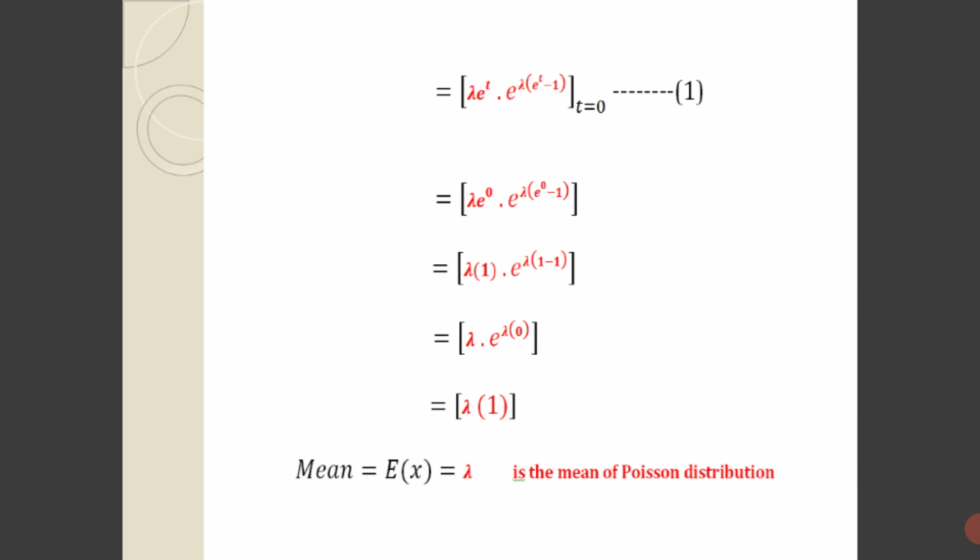So we can write this equation as λ into 1, e^(λ(1 − 1)). So λ into 1 we get λ. e^(λ(1 − 1)), the value is e^0, which is 1. Finally λ into e^0 answer is 1, so λ into 1 we get λ. This is the mean answer. Our mean value of the Poisson distribution is λ.